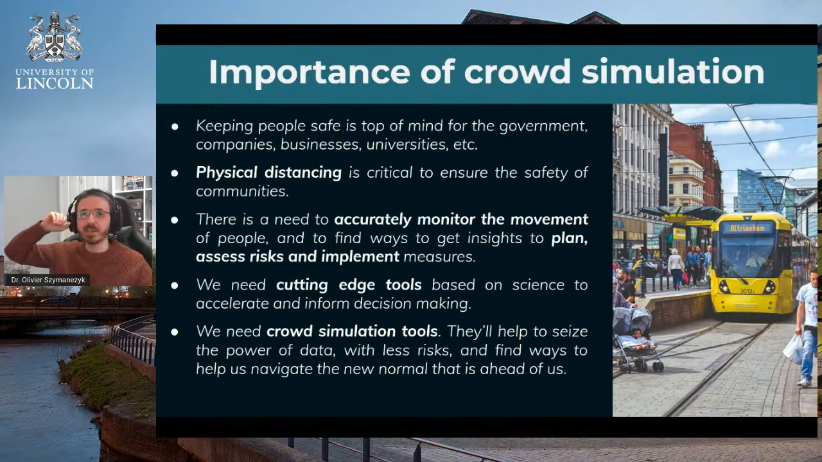We take an area and we simulate thousands of individuals going through that area. Then we look at ways on how to make sure that the crowds are separated, to make sure it's as safe as possible. And what we get out of this is data. It's a lot of data that we can find ways to mitigate danger and mitigate problem sources. And that will help us to navigate the new normal that is ahead of us.